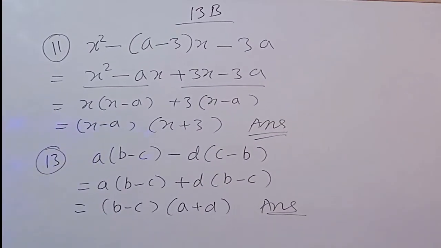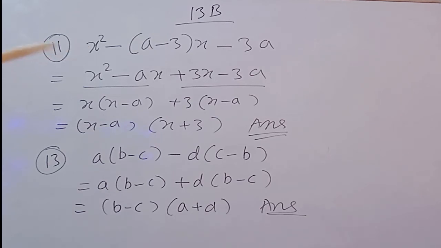Children, I am taking question number 11 of exercise 13b, and the question is x square minus a minus 3 in the bracket, x in the product minus 3a. So first we will multiply x to the a minus 3 inside the bracket. So we are having x square minus ax plus 3x minus 3a. Now make the pair. The 2 pairs we are having, and in the first pair we can take the common x. So whenever we take the common x, inside the bracket we are getting x minus a.